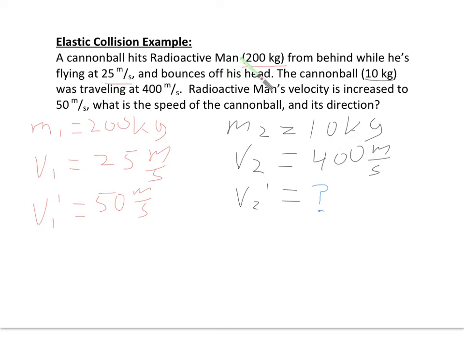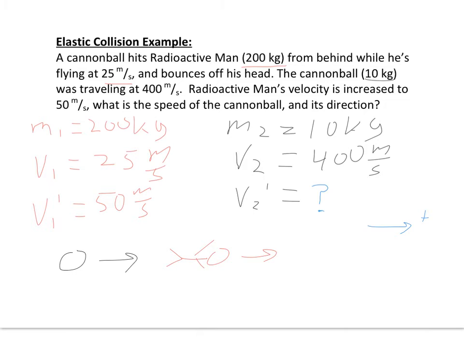Okay, so it says right here, radioactive man is hit from behind. If we look at the speeds, radioactive man 25, cannonball 400, that would seem to indicate that both radioactive man and the cannonball are moving in the same direction to begin with, right? A quick little sketch can really save us a lot of time. I'm going to stay with positive to the right here. We've got radioactive man, and he's going along this way. But the cannonball is going to come in from behind, catch up to him, and hit him in the head. What happens afterwards, we're not sure yet.